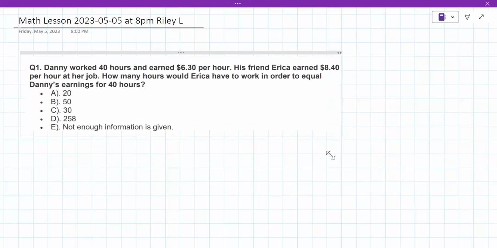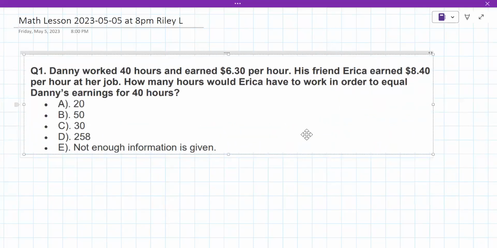All right. And again, if you need a calculator, feel free. I mean, let's not get caught up on how to do this by hand. So Danny worked 40 hours and earned $6.30 per hour. His friend Erica earned $8.40 per hour at her job. How many hours would Erica have to work in order to equal Danny's earnings for 40 hours?